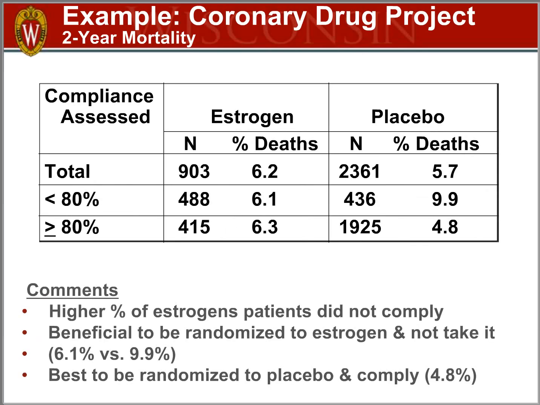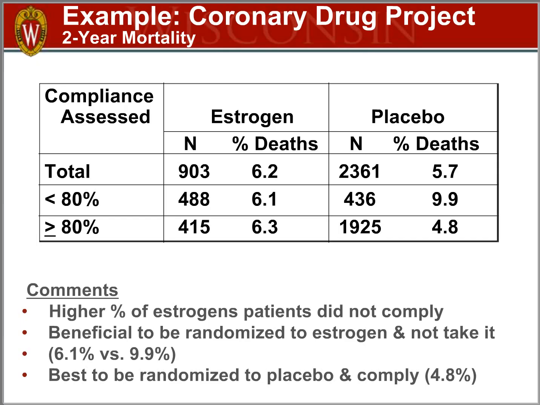Here is another example to illustrate how complex this is, a different study: estrogen versus placebo in a population of heart attack patients. And notice here, again, splitting by compliance of 80% or better or worse. In the estrogen-treated patients, the mortality outcome is the same, 6.1 versus 6.3.